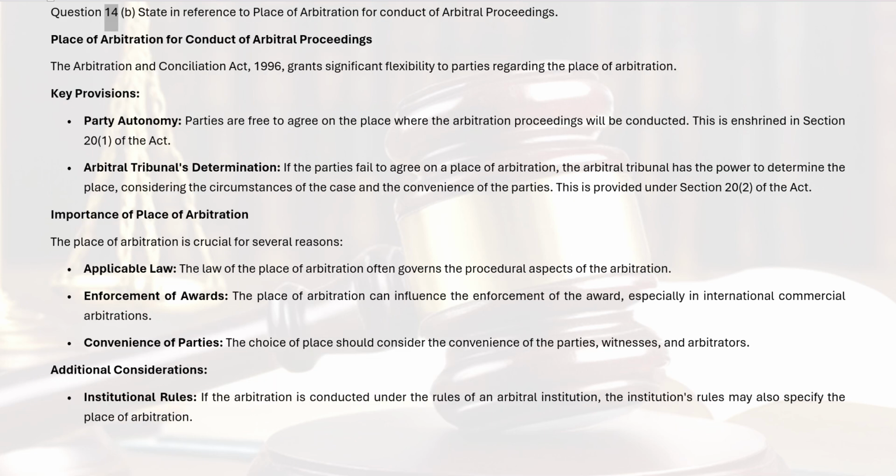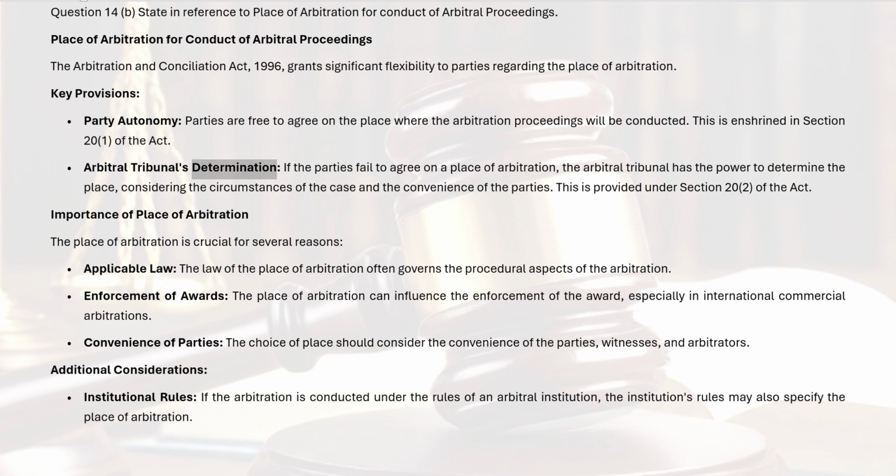Question 14. B. State in reference to place of arbitration for conduct of arbitral proceedings. Place of arbitration for conduct of arbitral proceedings. The Arbitration and Conciliation Act, 1996, grants significant flexibility to parties regarding the place of arbitration. Key provisions. Party autonomy: parties are free to agree on the place where the arbitration proceedings will be conducted. This is enshrined in Section 21 of the Act.